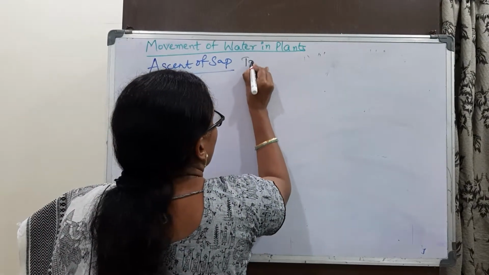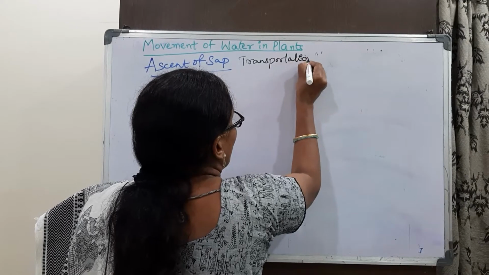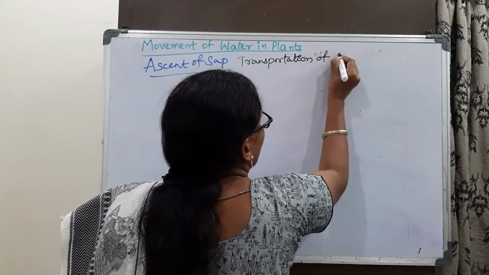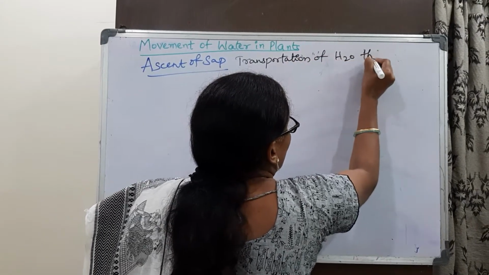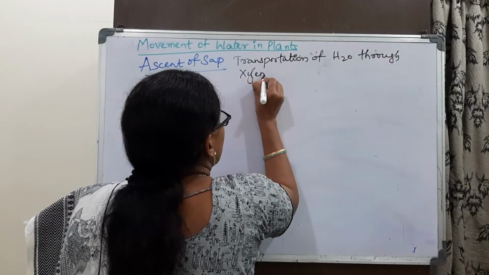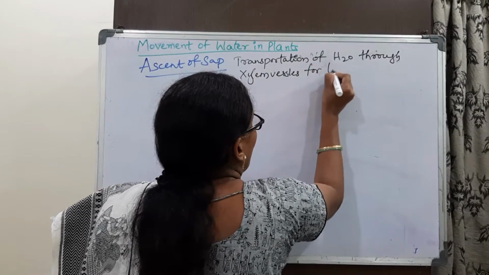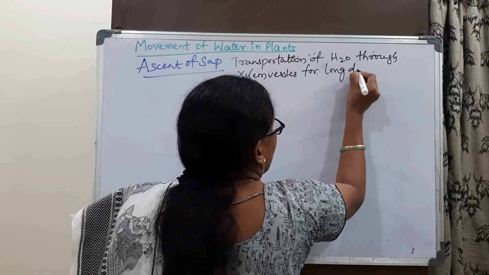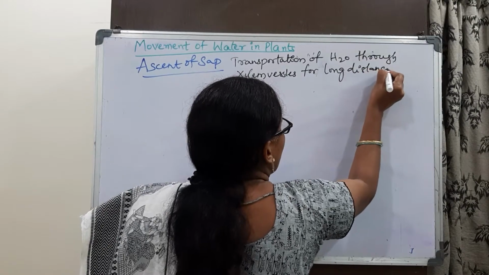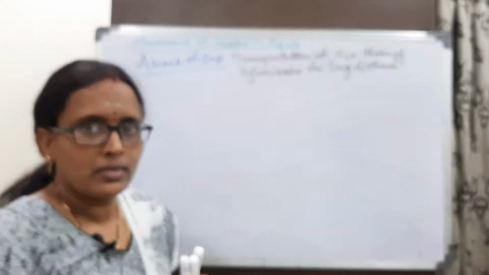Transportation of water through xylem vessels for a long distance, or throughout the plant, that is called ascent of sap. So how is water going to be moved?